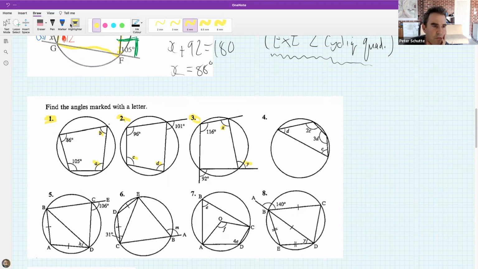Okay, so from looking in the chat, A is going to be 180 minus 86, which gives you 94 for A. Because remember, these two have to add up to 180 together. So A should be 94. And B should be 75, because these two together add up to 180. So B will be 75 degrees.